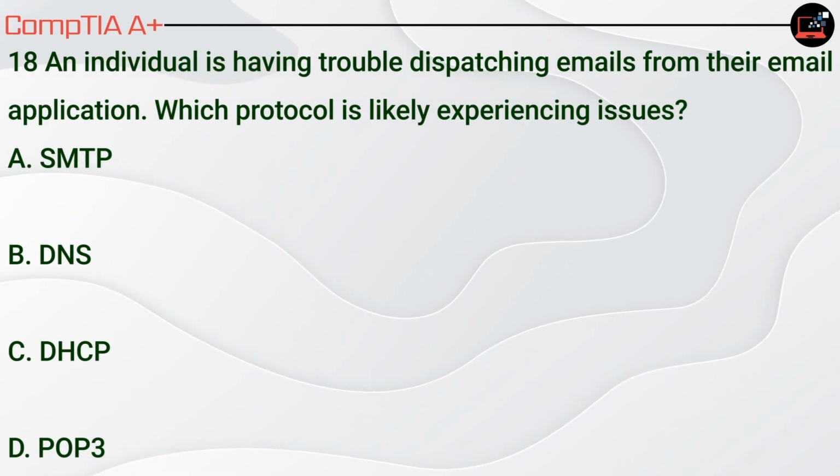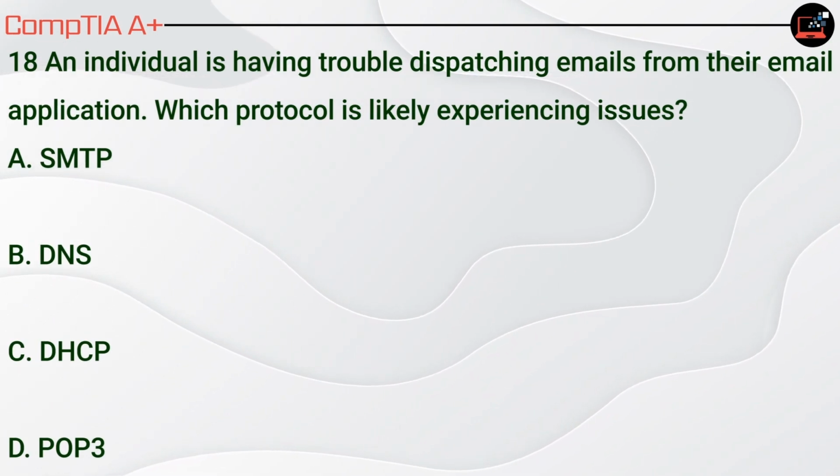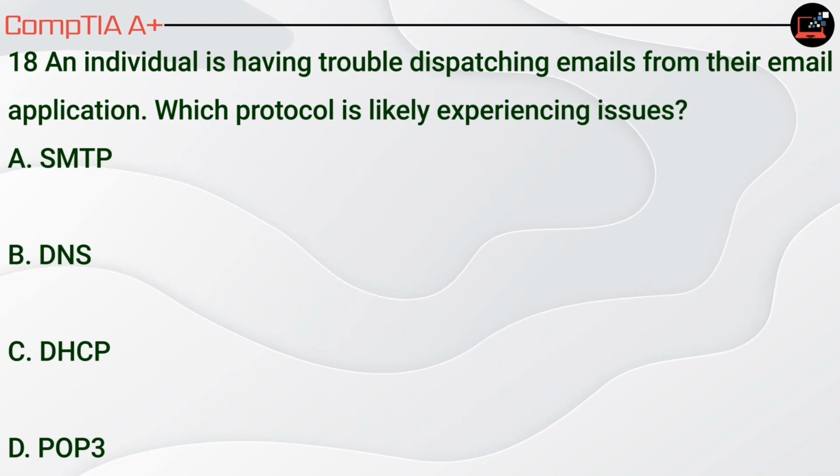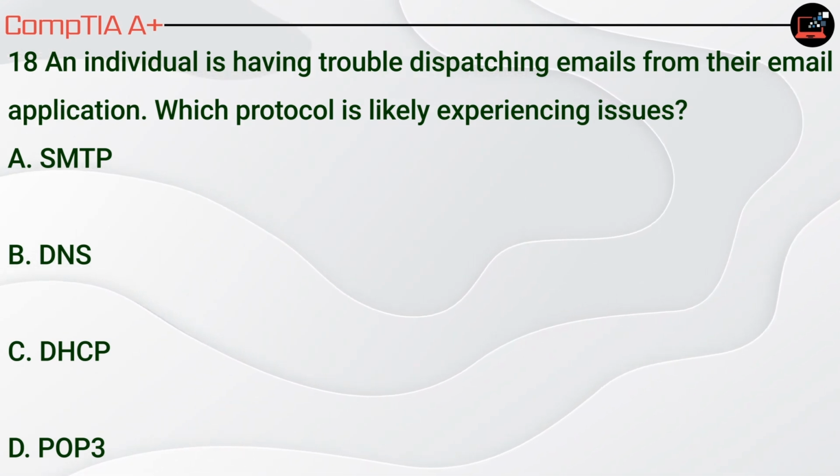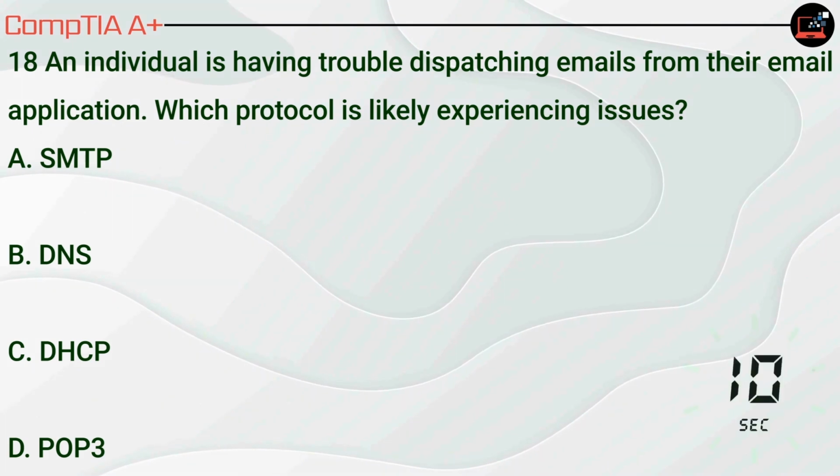An individual is having trouble dispatching emails from their email application. Which protocol is likely experiencing issues? A. SMTP, B. DNS, C. DHCP, D. POP3.